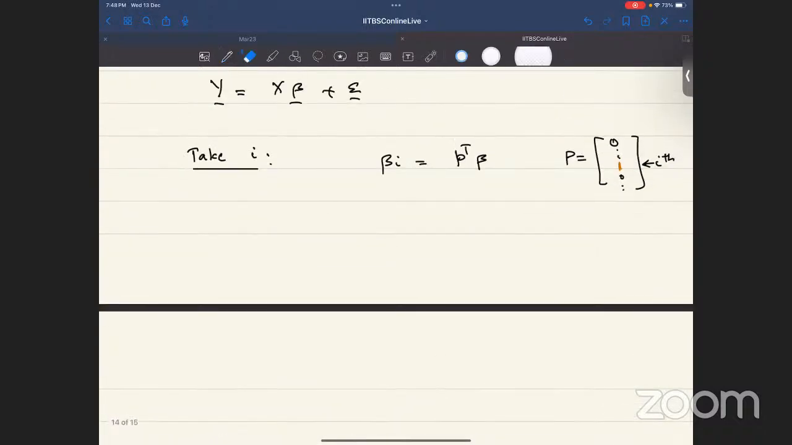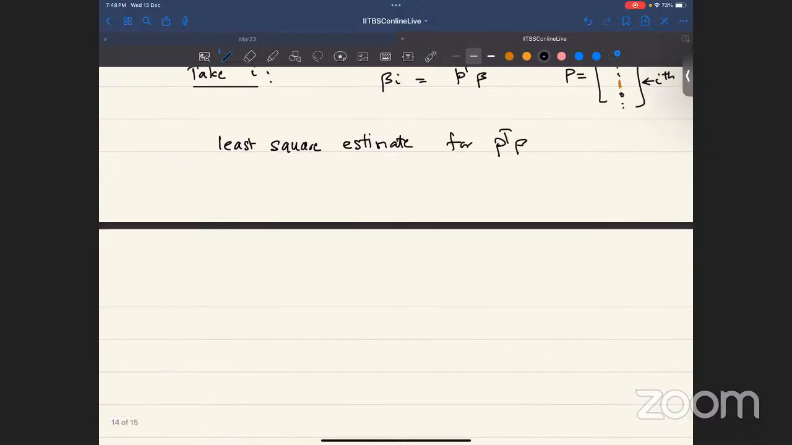And this you already know, that the least squares estimate for P transpose beta was the same as P transpose beta hat, where beta hat solved the normal equation. It was X transpose X beta is equal to X transpose Y. Right? That's what we thought we'd get, right? So that's how you get the answer.